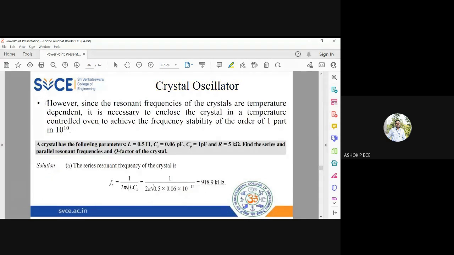However, the resonant frequencies are temperature dependent. You know that any semiconductor device is affected by temperature, so it is always necessary to enclose the crystal in a temperature controlled oven. So whenever you are going to use a crystal oscillator, ensure that the variation of temperature is highly controlled, or you are going to have almost zero crystal temperature variation for the device, because that is going to affect the frequency of oscillation, which is in turn going to affect all the parameters of the crystal.